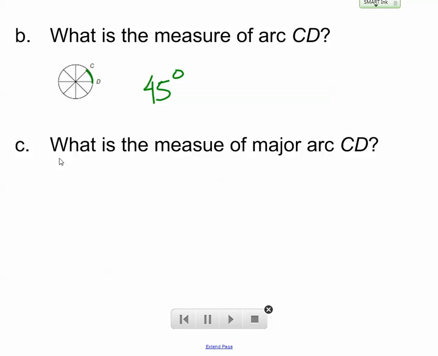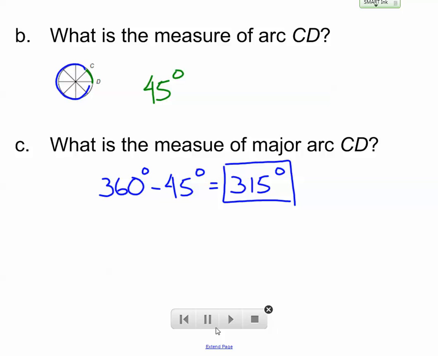Now this says on C, what is the measure of major arc CD? Well, major arc CD is the other way around. We call that a major arc when we're talking about something bigger than 180 degrees. Well, that's everything else, that's not the 45 degrees. It's 45 degrees times 7, or 360 degrees minus 45 degrees. So it's 315 degrees. So on C, if we just say arc CD, we're talking about the smaller one. If we say major arc CD, we're talking about the one that's bigger than 180 degrees.